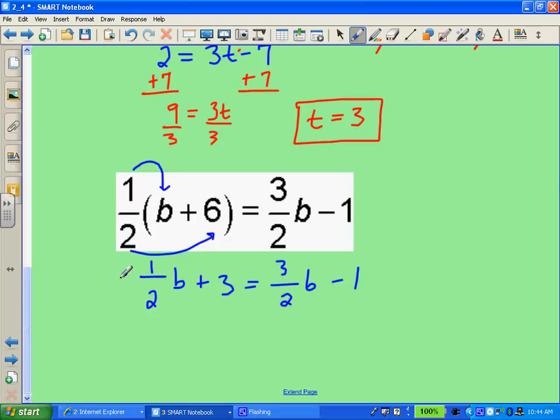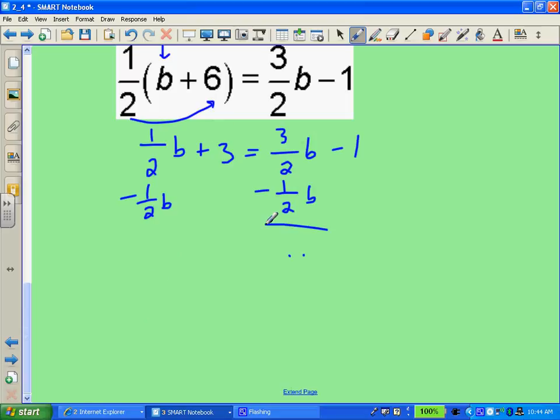So now I have, again, an equation with variables on both sides. I need to get them together. So let's take this 1/2 b and move it over. Since it's positive, I have to subtract it. It cancels over here. I just have 3. 3 halves minus 1/2, that's 2 halves, which would just be 1.